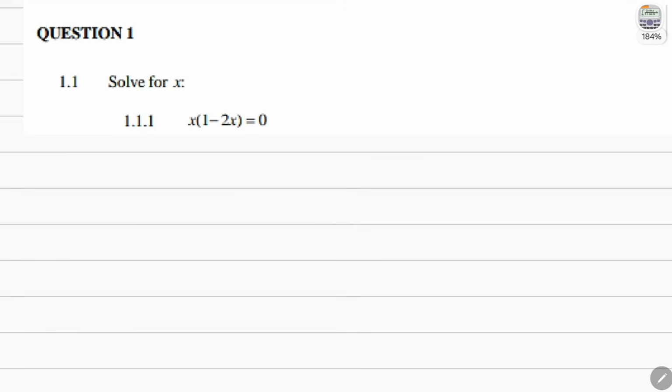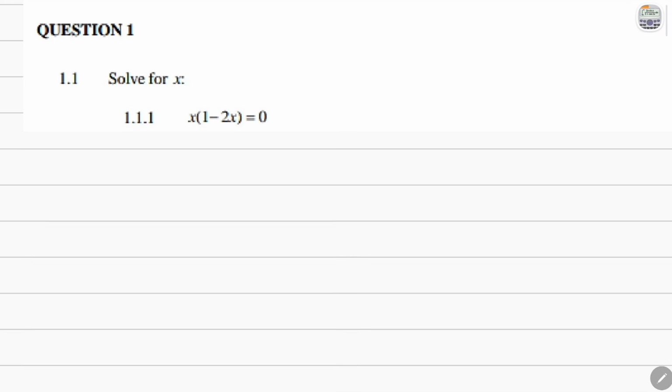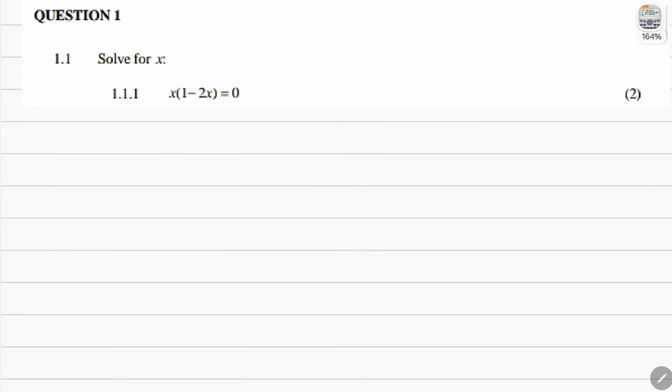Now do you notice that one hand side is already equal to 0 and this has been factorized already, because we can see the brackets. So something multiplied by another thing gives us 0. The only way this is possible is if the first was equal to 0 or the second was equal to 0, because 0 times anything stays 0.